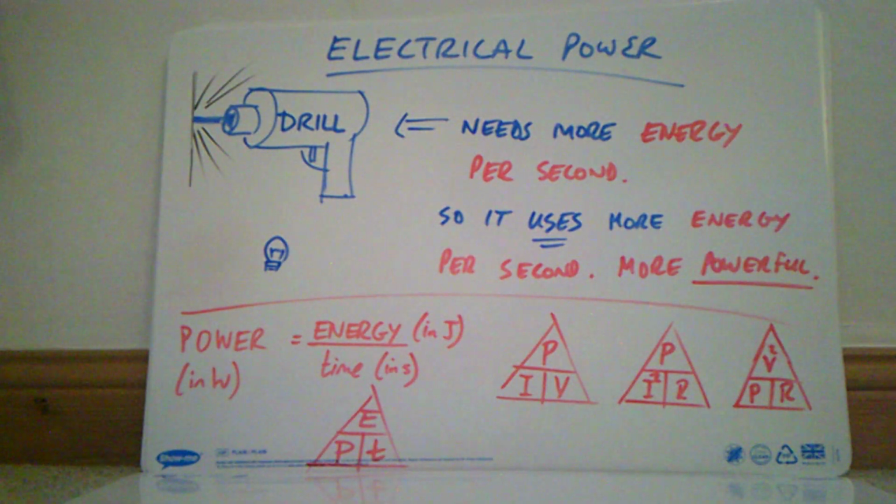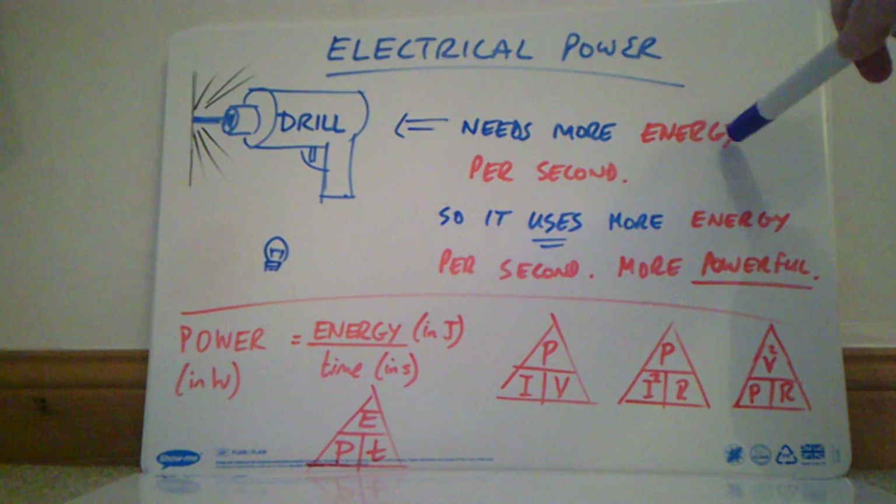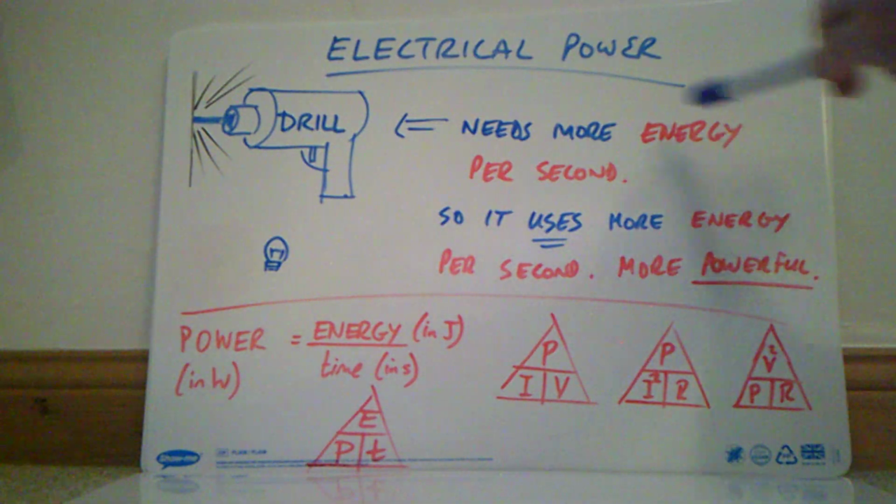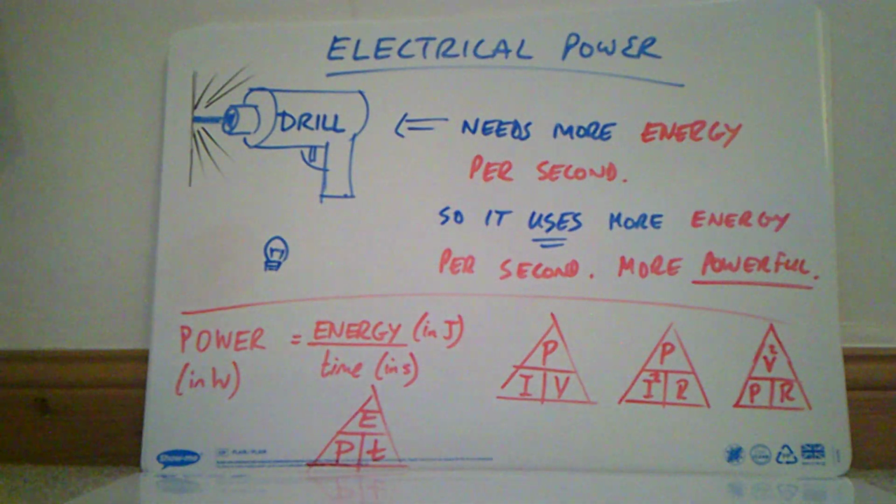What's electrical power? Electrical power is the rate that energy is used up by an electric device. So something like an electric drill needs a lot more energy per second arriving at it than a little filament bulb. So if you've got a very powerful device which uses up a lot of electrical energy per second, it's more powerful. It can do stuff.